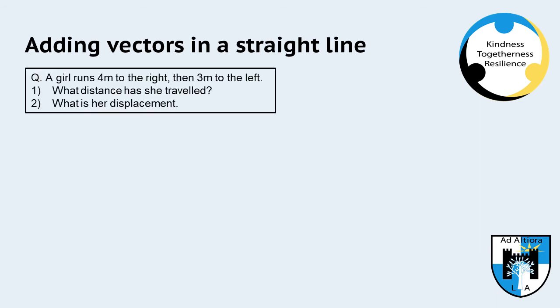So we imagine that a girl is running 4 meters to the right and then 3 meters to the left. There's two questions. First of all, what distance has she travelled? And secondly, what's her displacement? Well, we can represent 4 meters to the right with this arrow here, and 3 meters to the left with this arrow here. They're not to scale. The 3 meters arrow is a little bit shorter than the 4 meter arrow, but it's just a representation.